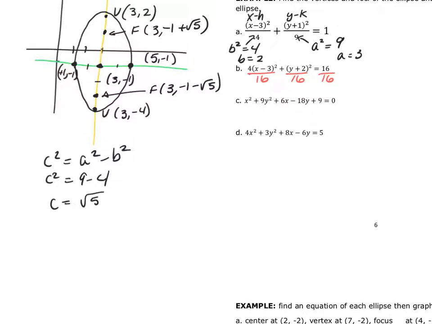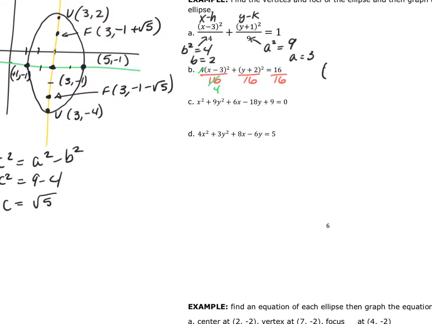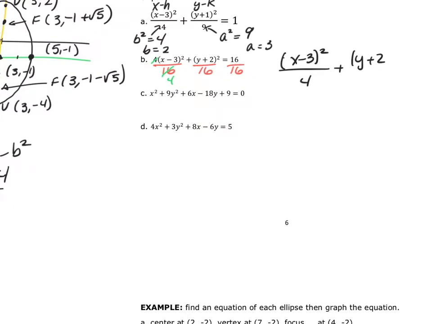So this is going to be equal to, and I do have to reduce. 4 goes into 4 once, 4 goes into 16 4 times. So I do have to do that reduction. I have two things that have to happen. I have to have the coefficients on the x's and y's to be 1, and I have to have it equal 1. And so I end up with x minus 3 squared over 4 plus y plus 2 squared over 16 is equal to 1. That's the form that I need. So I'll stop. Is there any questions as to why I did that step?